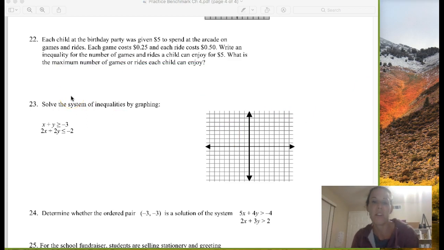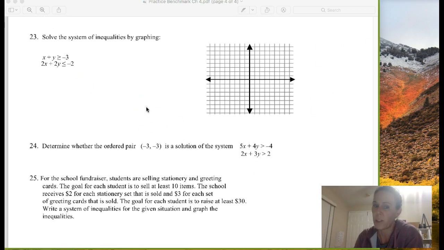Solve the system of inequalities. So if we're going to go to systems of inequalities, it's just like systems of equations. We're going to graph it. It's really hard to solve systems of inequalities algebraically, so we're going to solve these by graphing only. Okay, so let's look at this. x plus y is greater than or equal to negative 3, and 2x plus 2y is less than or equal to negative 2. To solve these by graphing, remember, we first put them in slope-intercept form.